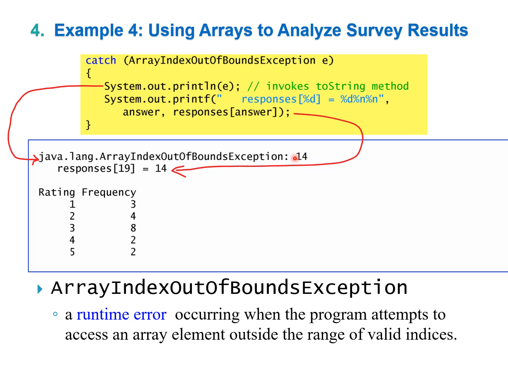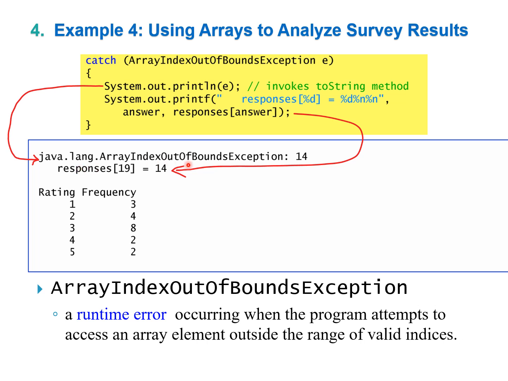The second line was the output of the print statement in the catch block of the array index out of bounds exception. It shows that this exception was thrown when the answer is 19, which is the index of the last element of the responses array, in which we intentionally place the incorrect value of 14.